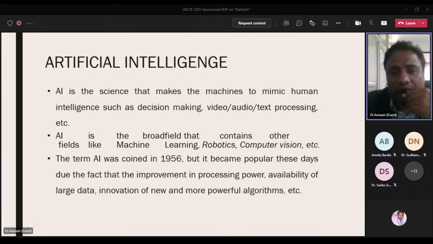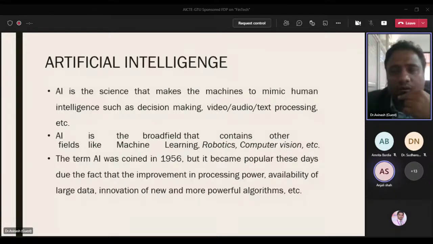Now, I would like to ask some of the participants: why was AI not famous during the 1950s and 1960s? What is the reason? Now AI is very famous, and everyone is talking about AI, machine learning, deep learning. Yeah sir, I guess at that time it was not accessible. Computers were not accessible to the majority of people.